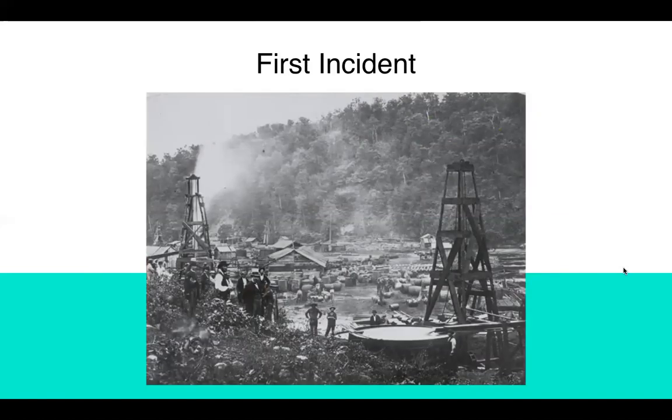The first incident that was recorded happened in 1859. It was near Titusville in Pennsylvania, and the specifics about the event weren't recorded, but it's possible that the first oil spills occurred while oil was being transported from this well, but they don't know the specifics.